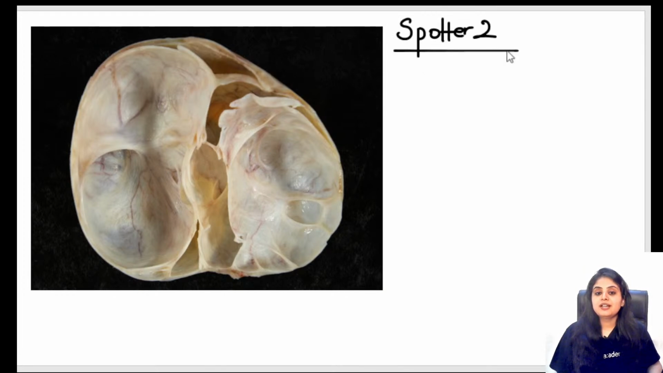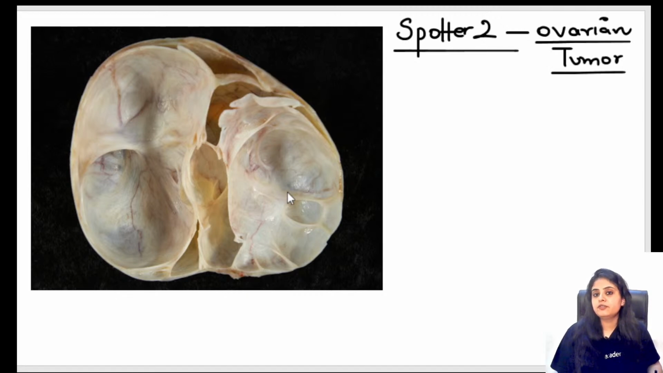If no one gives me an answer, then I'll be giving you the organ. But I guess we will get an answer. I'm positive about it. So there are multiple cysts present. If you want a history, this is an ovarian tumor. When we say ovarian tumor, some of you thought it was liver. Liver will not have this pearly white kind of color, right? Liver is a little brownish.